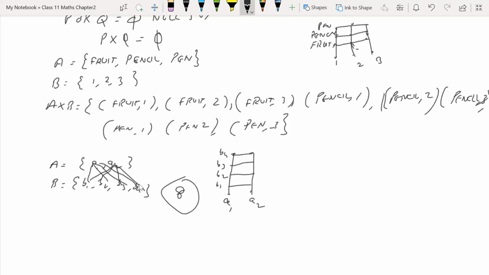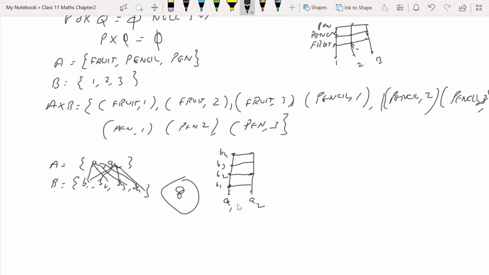And all are distinct, because we know that the points (A1, B1), (A1, B2), (A1, B3), (A1, B4) are different. (A1, B2) is distinct from (A2, B1). Distinct points. So from the above notations of the Cartesian product, we reach some conclusions.